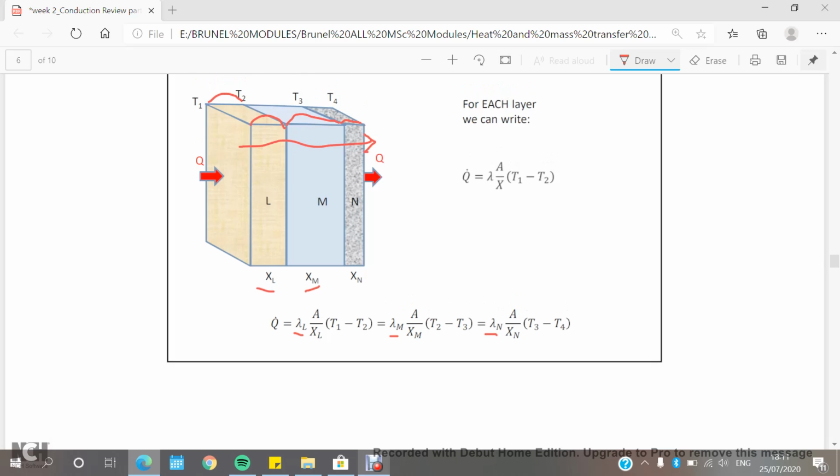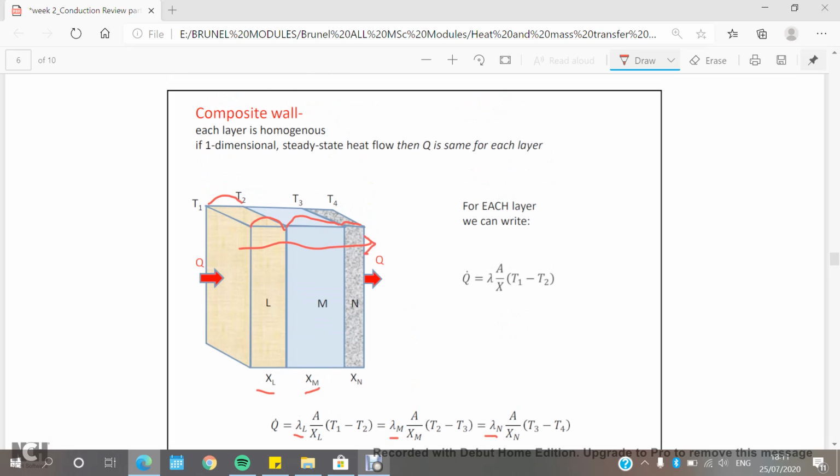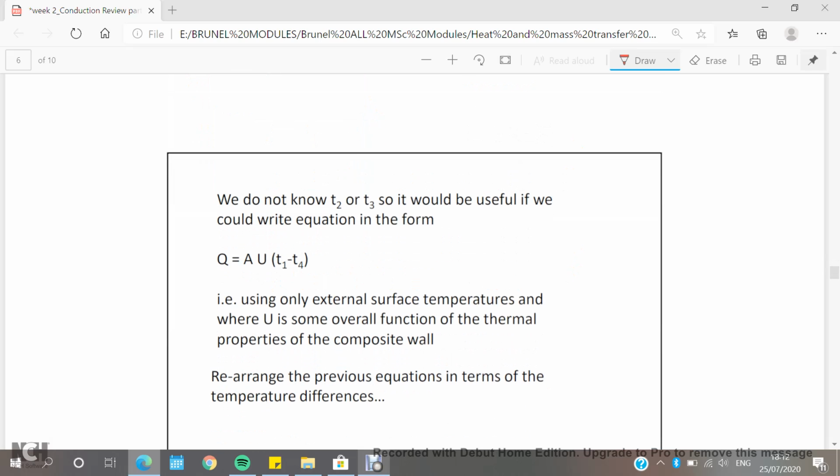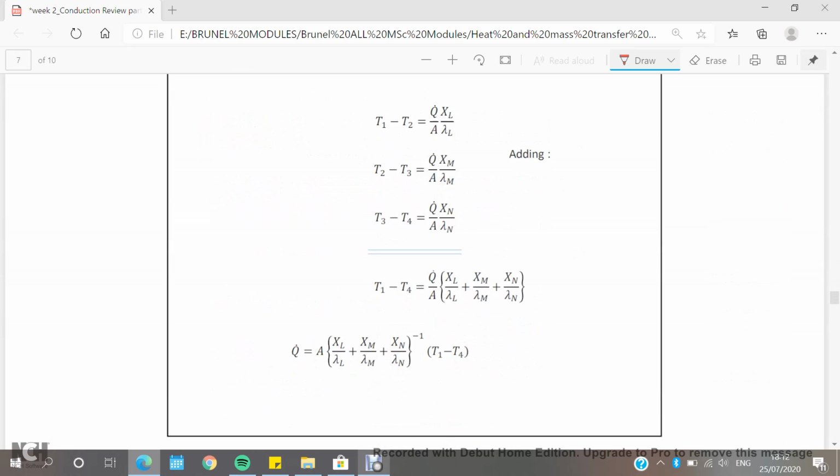But in real life, it's impossible to calculate or to measure the temperatures T2 and T3 because they are inside the wall. Okay, but we can measure T1 and T4. We can reach them, correct? So we want to have the heat transfer rate as a function of T1 and T4 only, because we can measure them. Okay, how can we do this?